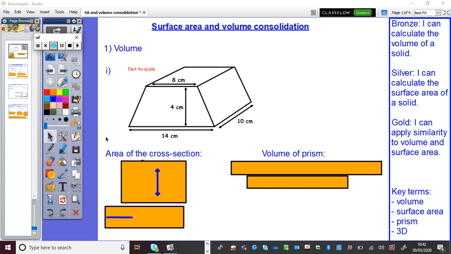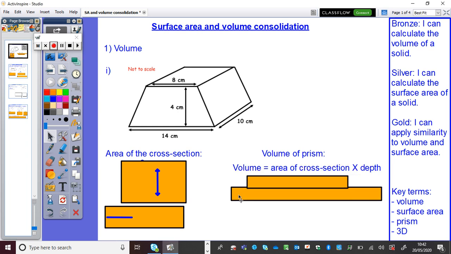area. So let's get started with this question so we can try and hit our bronze learning outcome of calculating the volume of a solid. So I've got a prism, which is nice because we know how to calculate the volume of a prism. We know that we just need the area of the cross section multiplied by the depth. Okay, so I've actually written that over here.